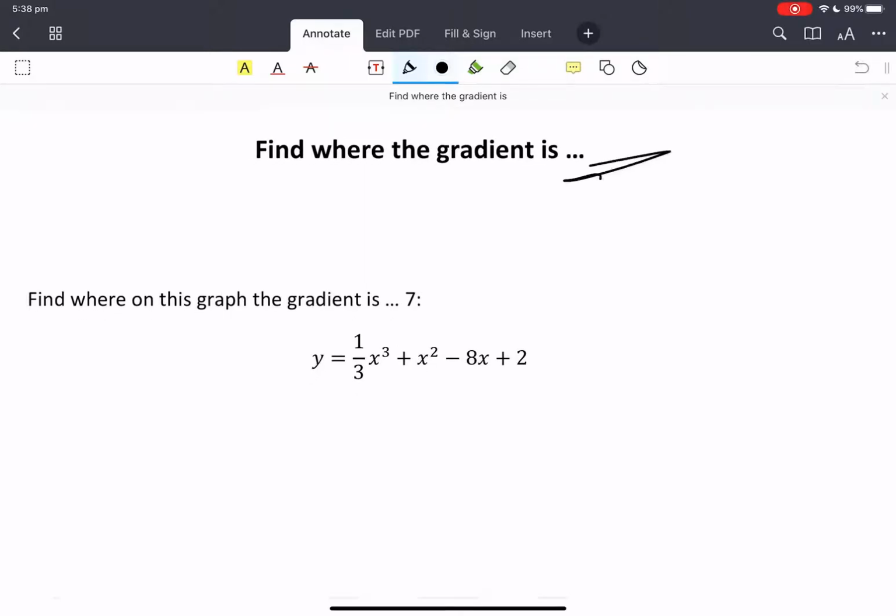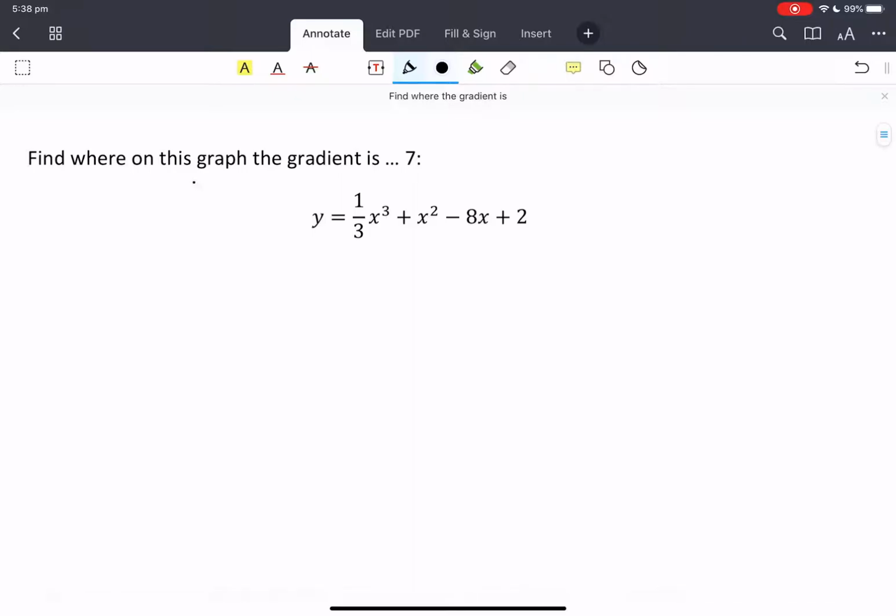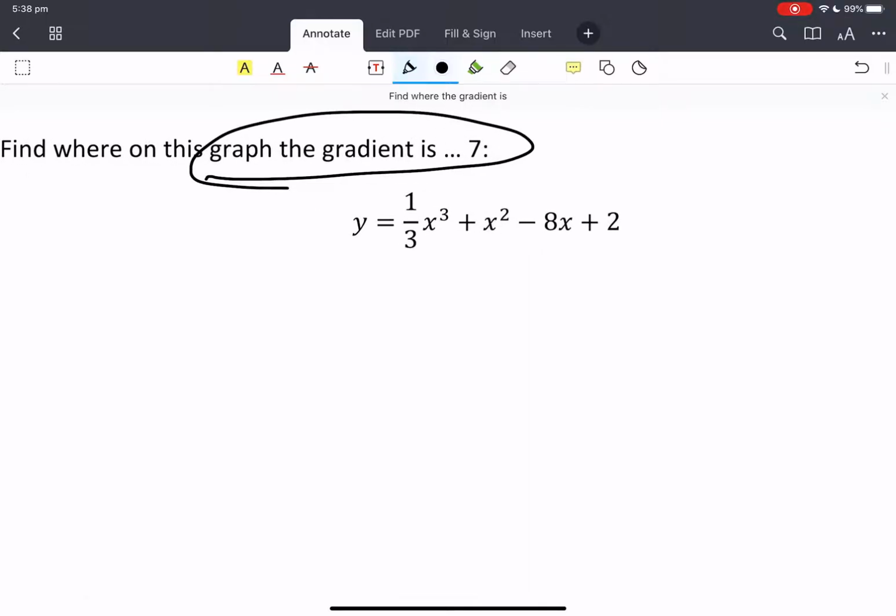Find where the gradient is 7 on this graph. So we need a gradient function, clearly. So let's get the gradient function. The gradient function is y dash. So that will be 3 times a third.